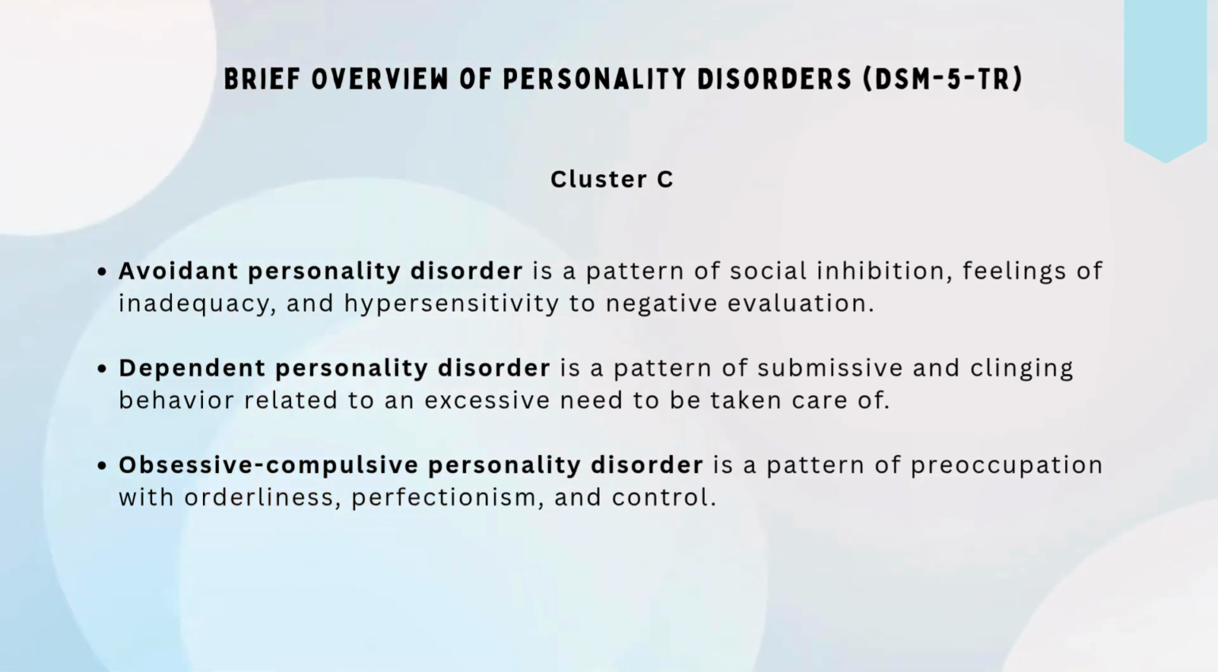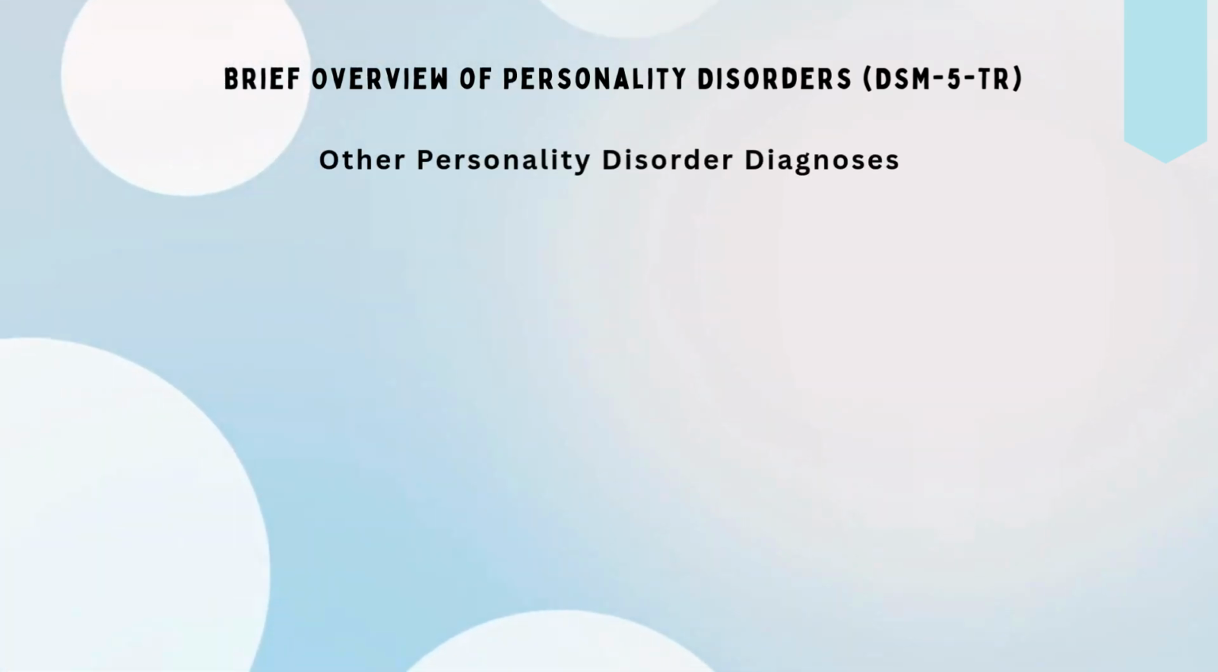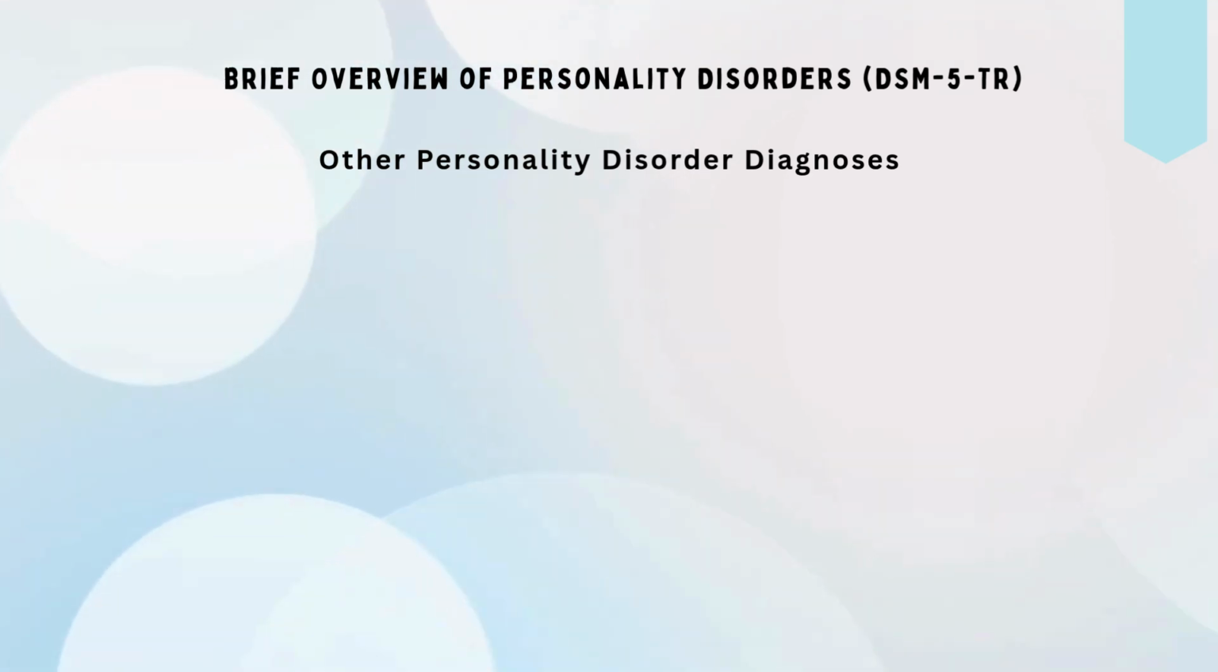Obsessive-compulsive personality disorder is a pattern of preoccupation with orderliness, perfectionism, and control. Unlike obsessive-compulsive disorder, which involves obsessions and compulsions, OCPD reflects a long-standing personality style characterized by rigidity, perfectionism, and an excessive need for control. In addition to these 10 personality disorders, DSM-5-TR also includes several other diagnostic categories.